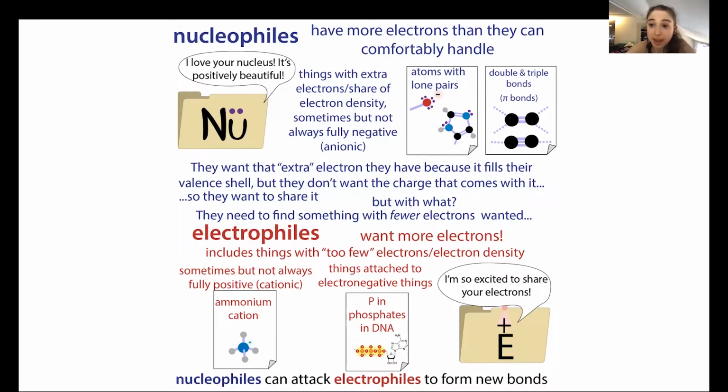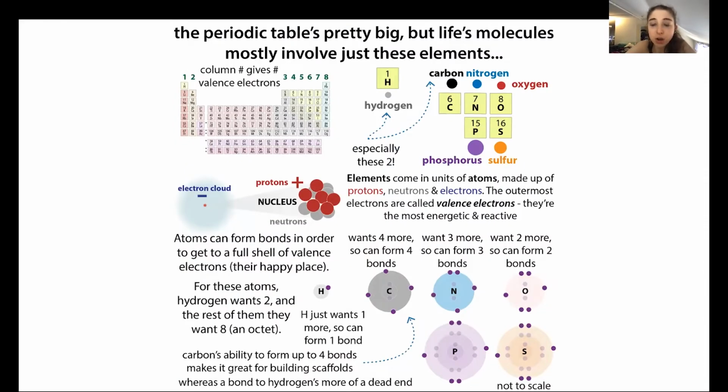Okay, so the nucleophiles now, they have more electrons than they could comfortably handle, because remember, the number of protons is set. Oxygen is always going to have 8 protons. That's what defines oxygen, an atom with 8 protons. Protons and electrons are equally but oppositely charged. So if your number of protons equals your number of electrons, that's the neutral form.